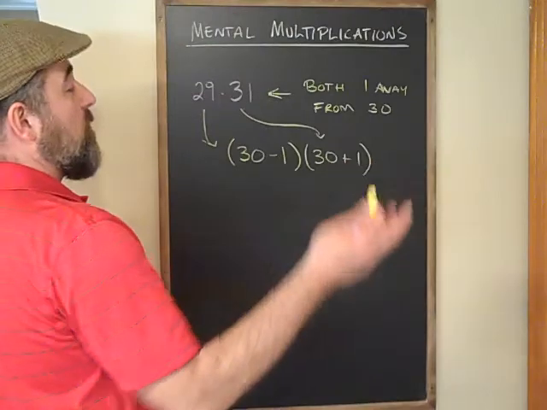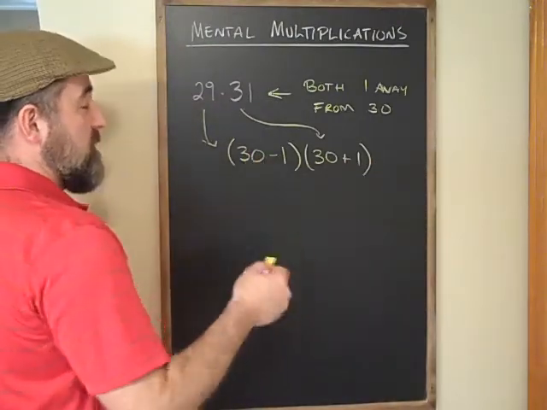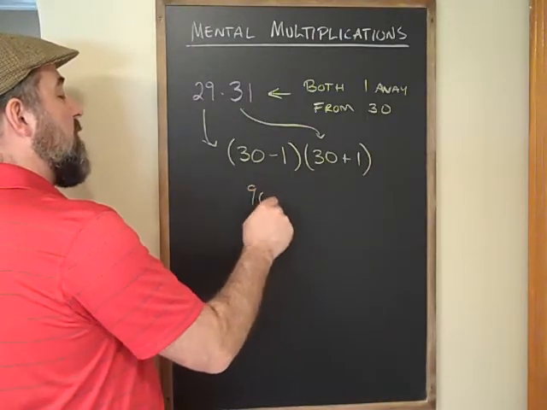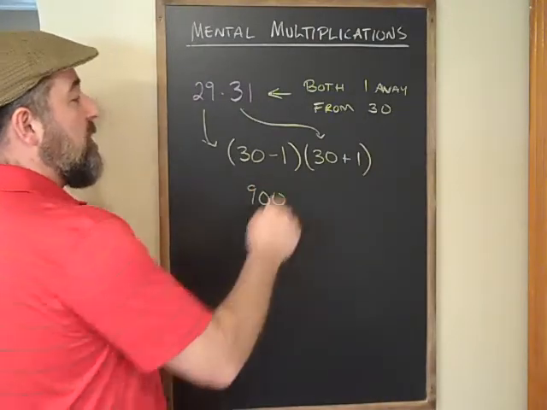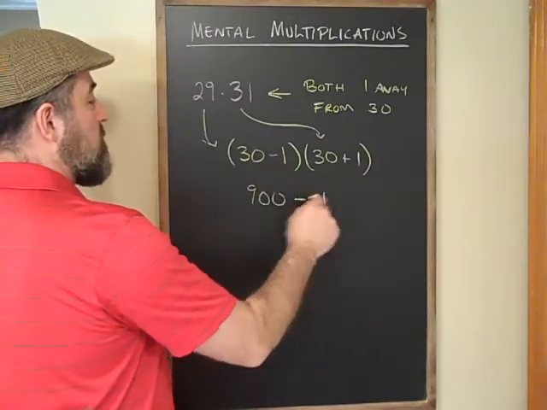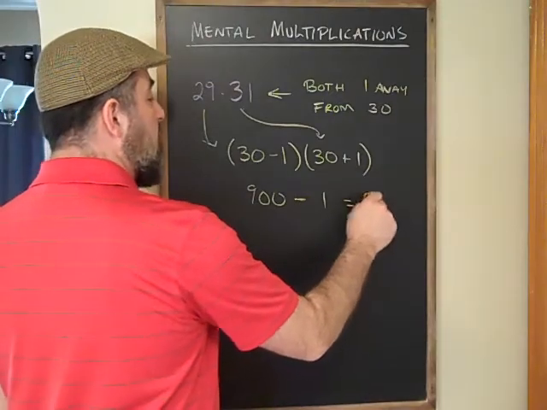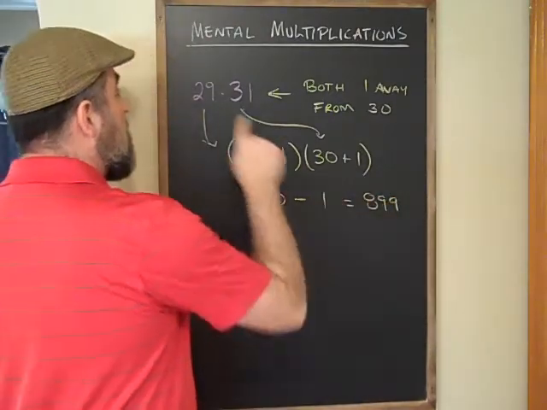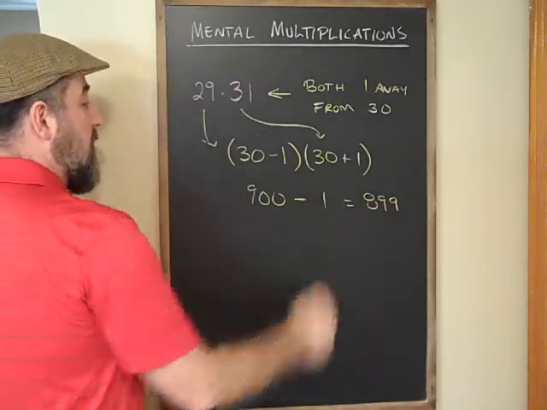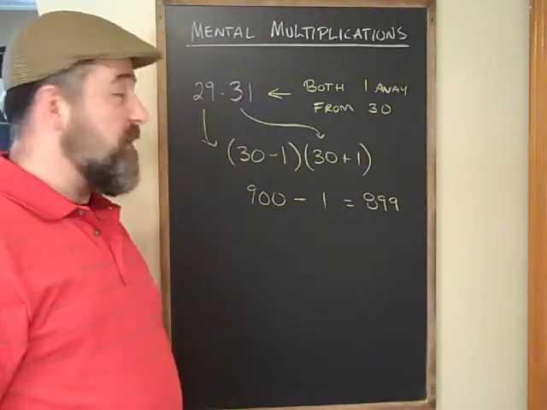Remember, we don't have to multiply the outers and inners. So let's multiply our firsts. That'll get us 900. 30 times 30 is 900. Let's multiply our lasts. 1 times 1 is 1, and we're going to subtract. You can do 900 minus 1, and you'll get 899. 29 times 31 is 899. If you have any doubts about it, you can check it with a calculator.